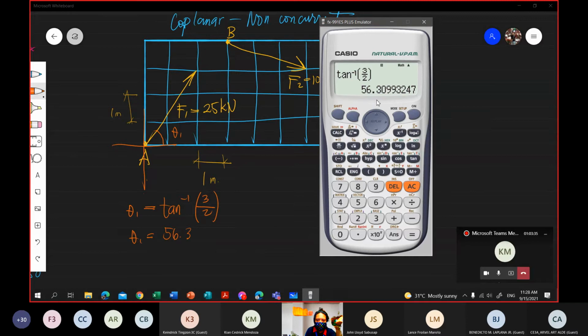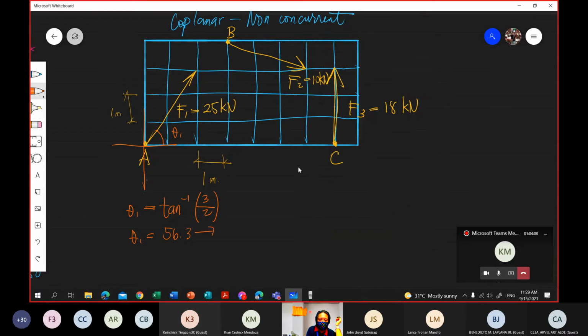Don't round it off because that's not yet your final answer. So what will you do? You store it in your calculator. Press shift, then STO, store, and choose a letter: A, B, C, D, E, F, X, Y, or M. I will store 56.30993247 at A.